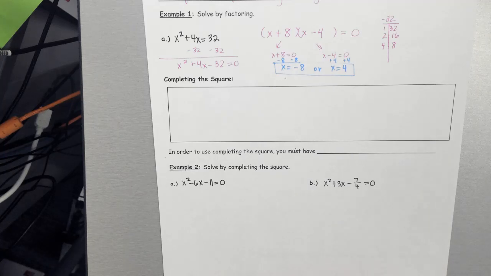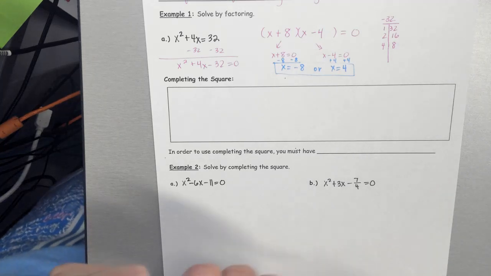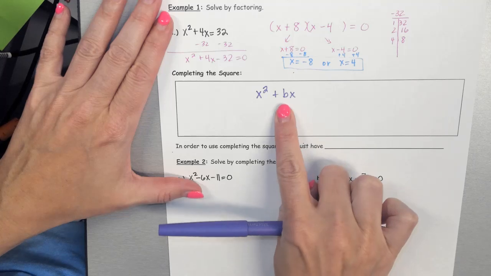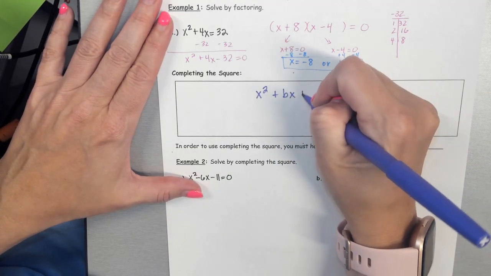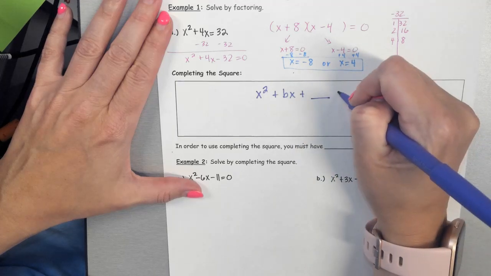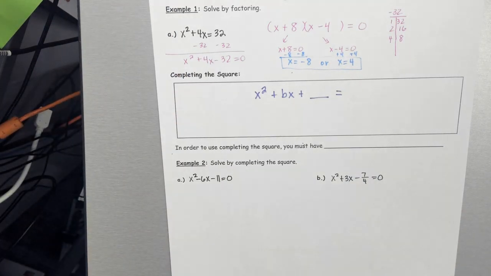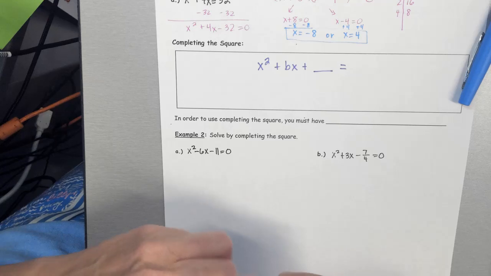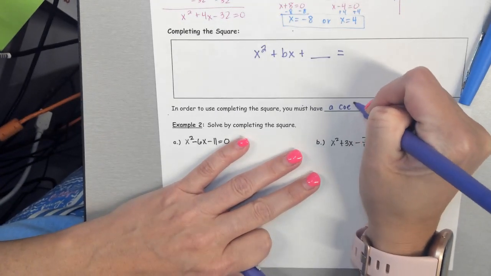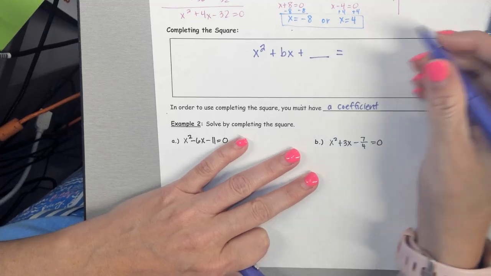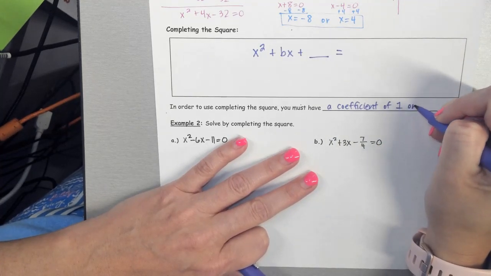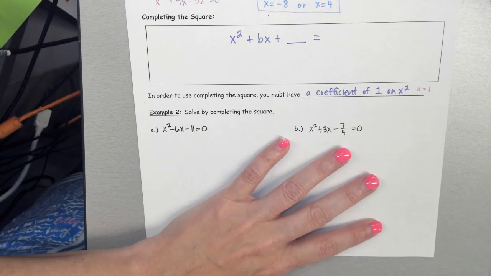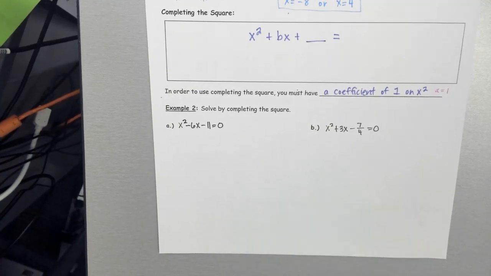All right, completing the square is usually the one that people need the most remembering on. So we have x squared plus, we're going to call this bx, where b is a number, plus blank equals. So when you are completing the square, you have to make sure that you have a coefficient of 1 on x squared. Okay, so it's the a value. Sometimes you might see it written as the a value is equal to 1.